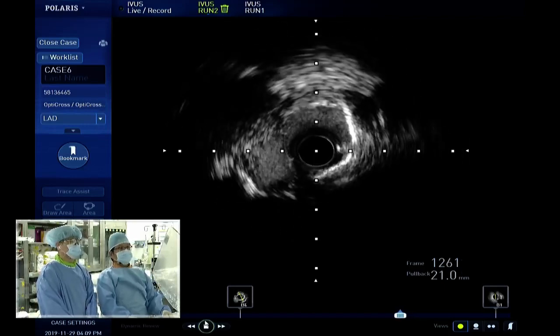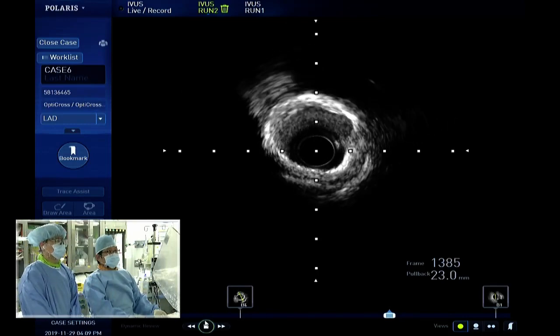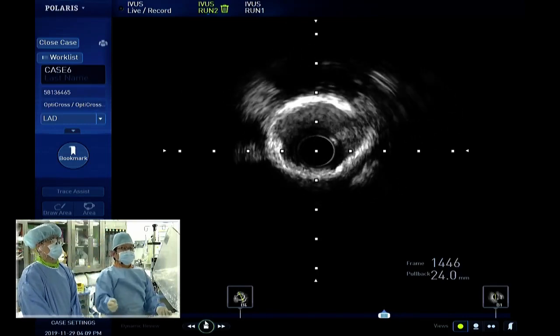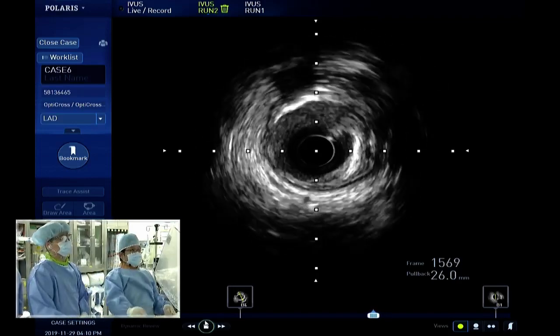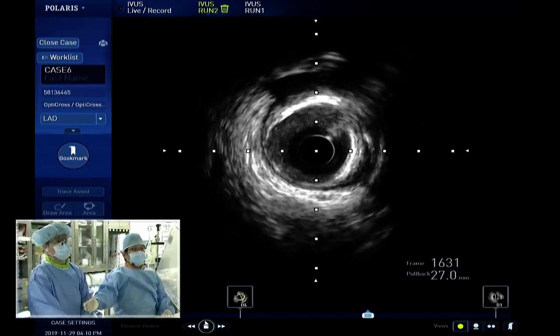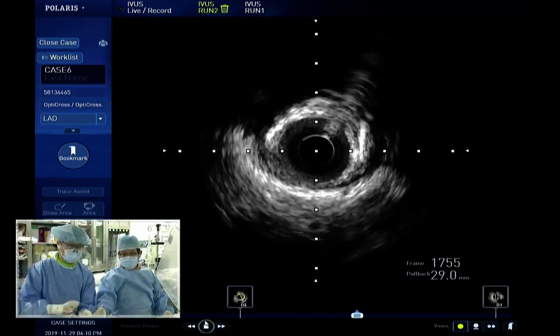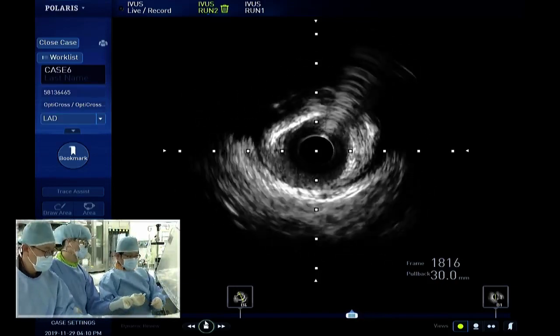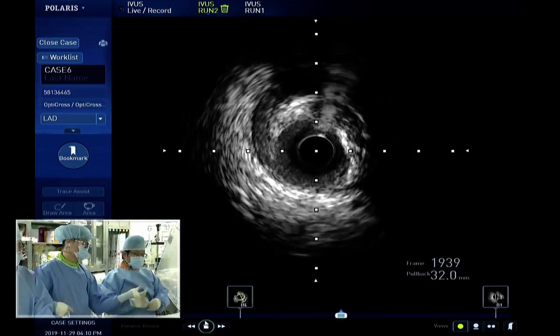Heavy calcification, but not too much. All right. 3 o'clock, breakdown. 5 high pressure balloon, please. High pressure inflation. 1, 2, 3, 4, 5. Some balloon dissection, you can see. Almost full.